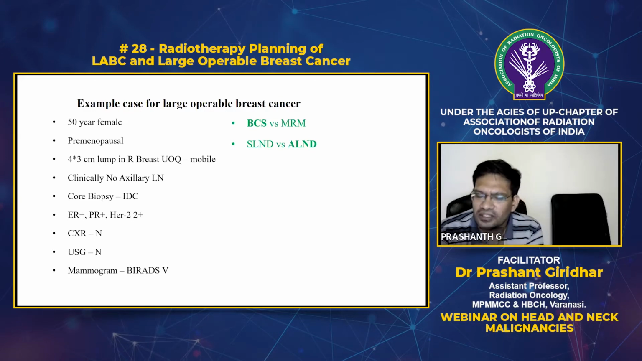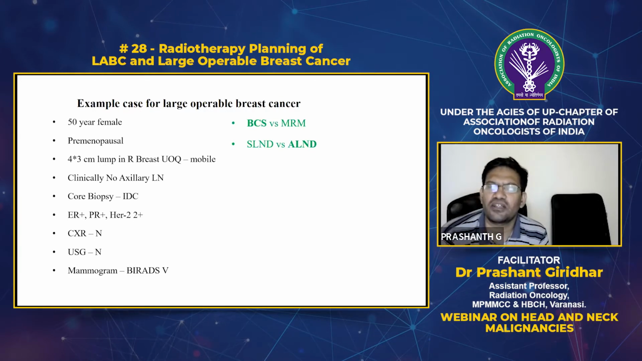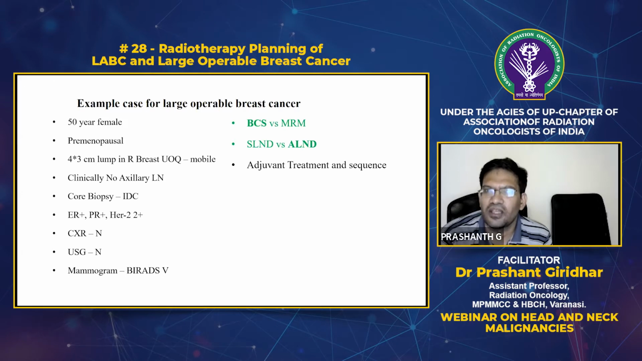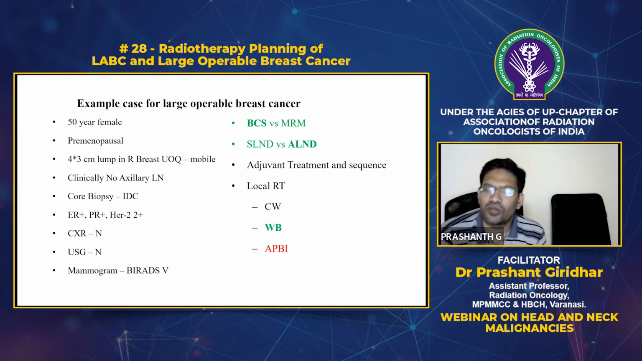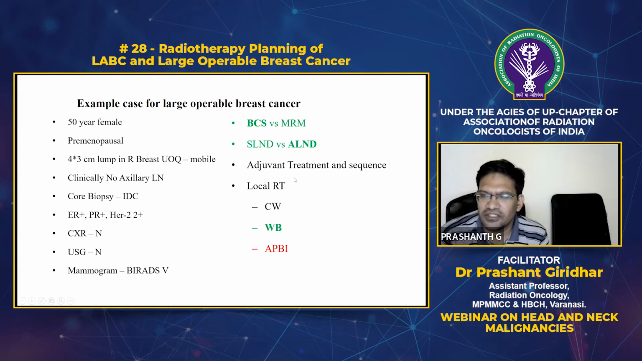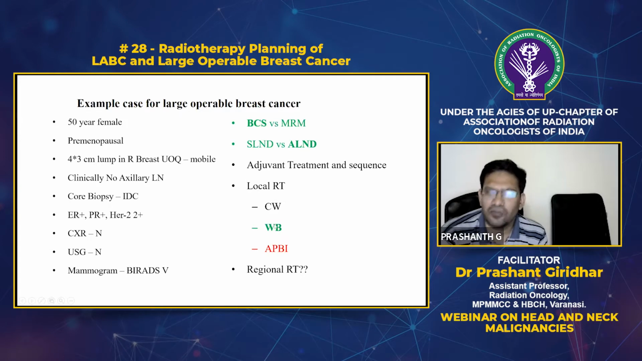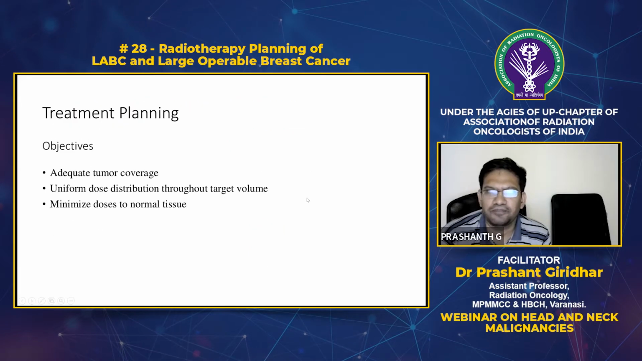So for the initial part of our lecture, we'll assume that this patient has undergone a breast conservation surgery and an ALND has been done. Now, this patient would require both chemo as well as radiation. Local radiation, whole breast RT, is to be given if BCS is done. Because the size of the tumor is a bit large, APBI is out of the picture. And then based on our lymph node status, we'll decide on regional radiation. We'll come to that part later.